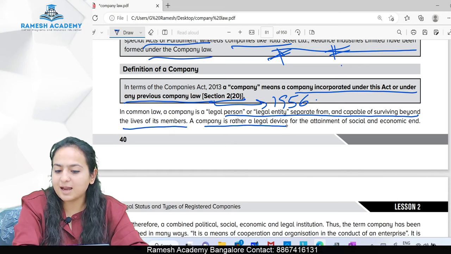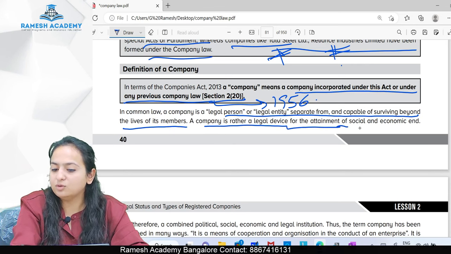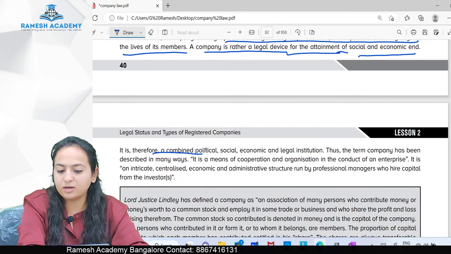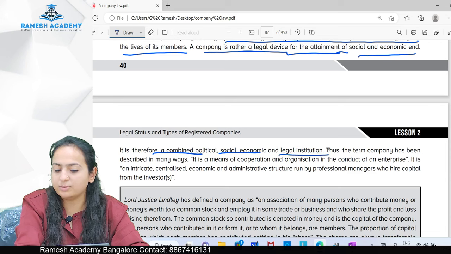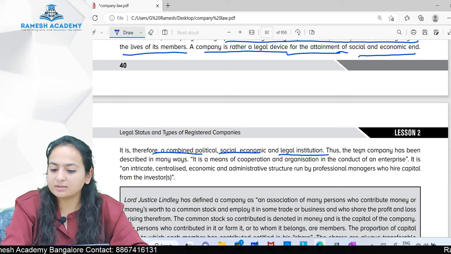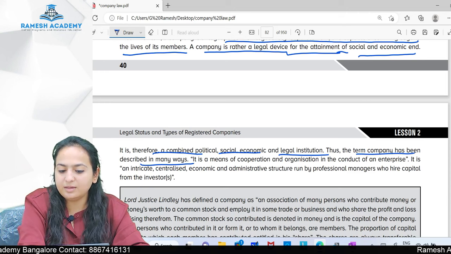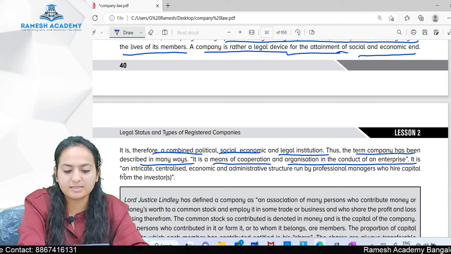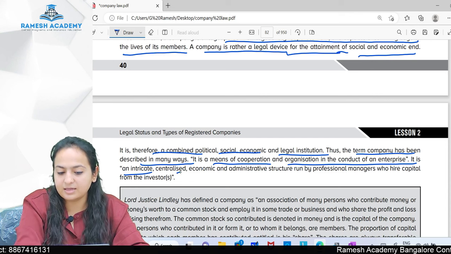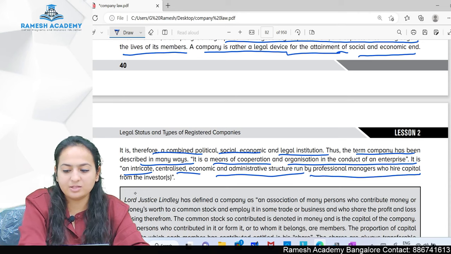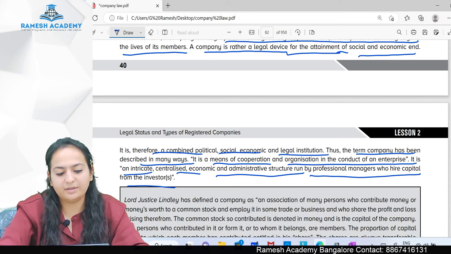A company is rather a legal device for the attainment of social and economic ends. It is therefore a combined political, social, economical and what? Legal institution. Thus, the term company has been derived in many ways. It is a means of cooperation and organization in the conduct of an enterprise. It is an intricate, centralized economic and administrative structure run by professional managers who hire capital from investors.